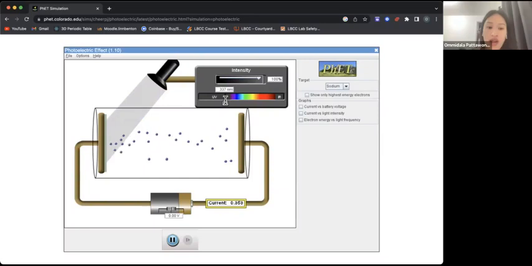So therefore, there will be more electrons produced from that. And now you see the current as well, right? Because there are enough electrons to actually produce that electrical current now. Next, I'm going to change to platinum. Okay, so I'm going to change this metal surface right here to platinum.